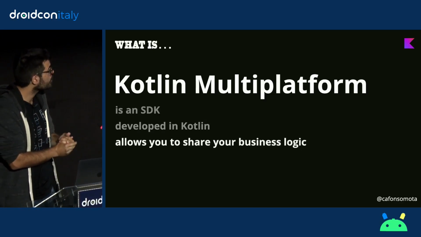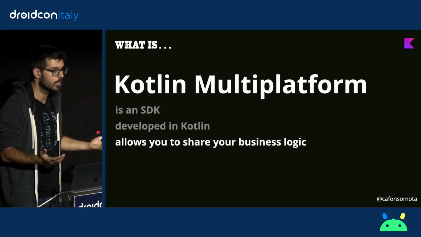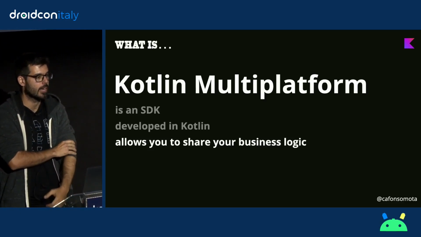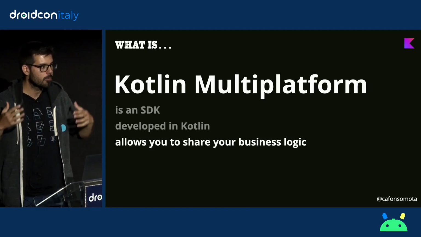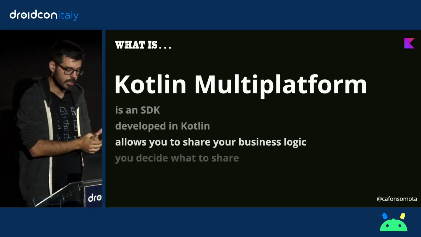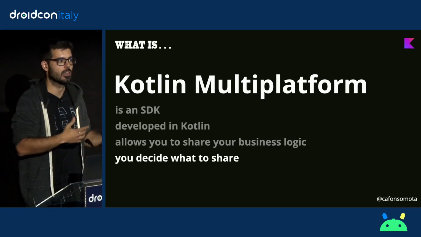I'm kidding. So Kotlin Multiplatform was built with a single purpose. It's not to share everything. It's just going to share your business logic. This was the beginning, and you're going to see that now there's more to it, but the initial beginning was to share the business logic. And the best thing is that you can decide what you want to share. So different applications share different things.